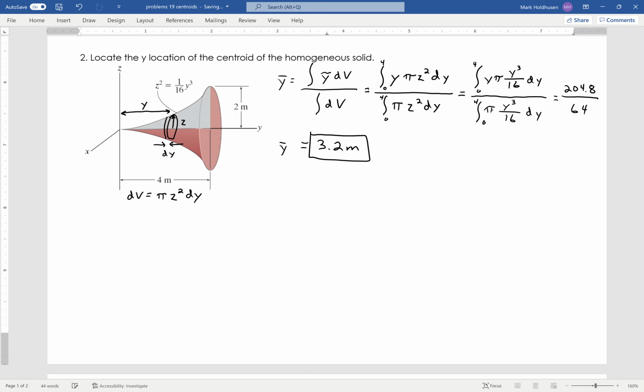Okay, which again means that the centroid is somewhere right about there. Okay, that's your centroid. Which again makes sense that it's closer to the flat side because there's more volume over there than over on the pointy side on the left side. Okay, so again, just use y tilde times infinitesimal volume, figure out the infinitesimal volume using a thin disk, write the equations, and then do the calculation.